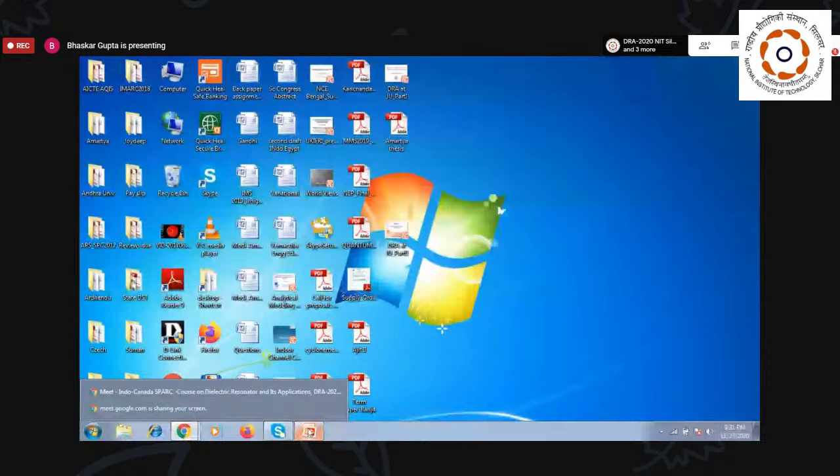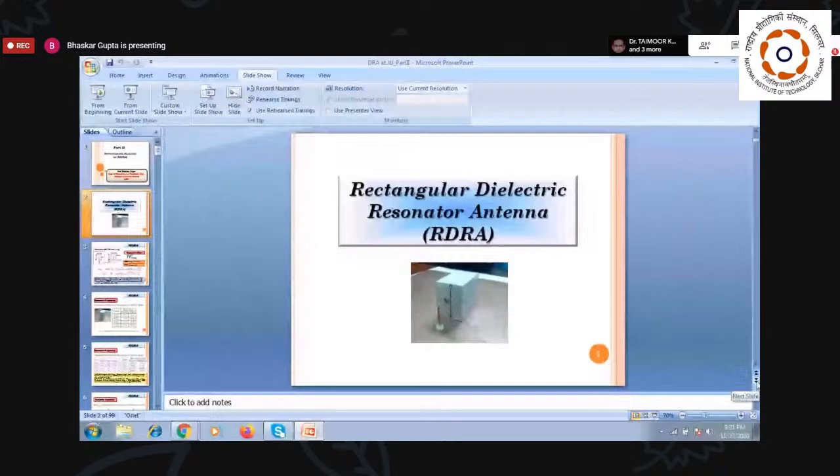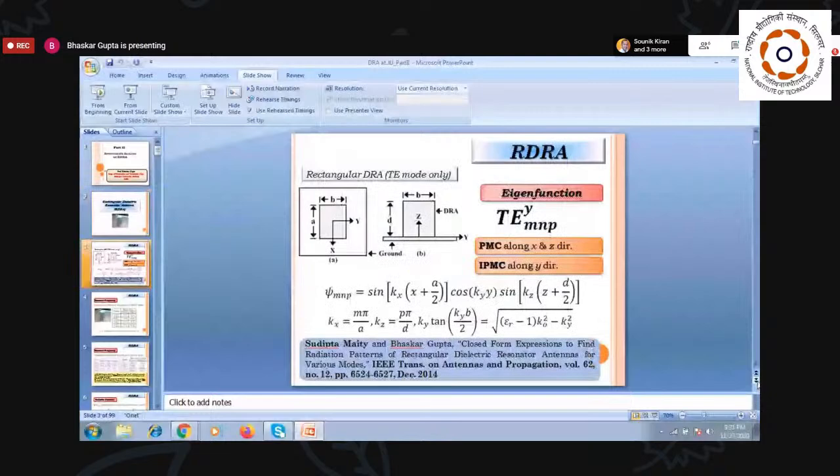So I think you have heard this much about the IPMC. Did I show this slide? Did you hear about PMC and IPMC? Let me briefly say that once again. IPMC means imperfect magnetic conductor.